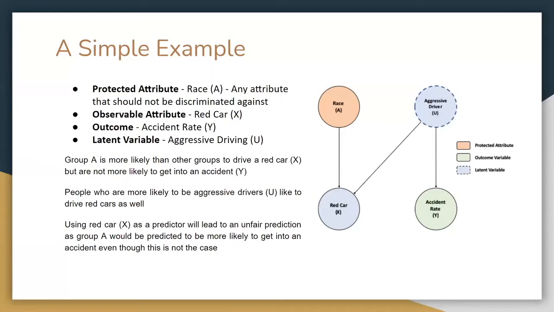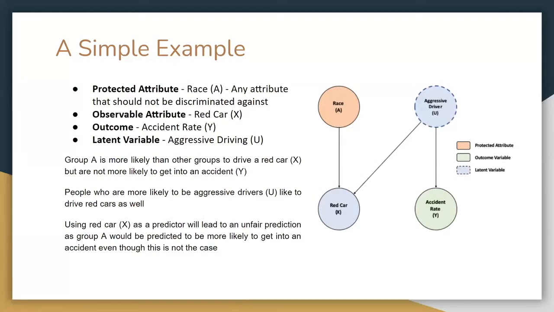In this example, some group A is more likely than other groups to drive a red car, but is not more likely to get into an accident. However, people who are more likely to be aggressive drivers like to drive red cars as well. We are modeling a discriminatory effect as a causal effect. If we were able to predict who would have a high accident rate Y by using just X, we would have a counterfactually unfair prediction, because we know that individuals of the protected attribute like to drive red cars more than other groups, even though they don't get into more accidents.